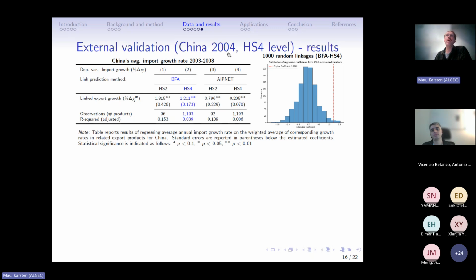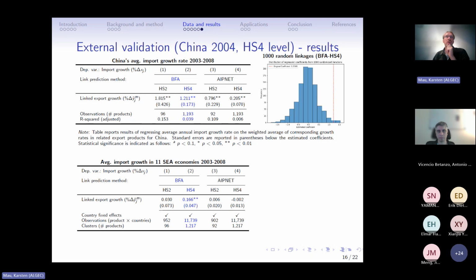So we generate 1,000 different kinds of random linkages, and 1,000 times we re-estimate this specification from column 2 and report the different coefficients that we obtain. The original coefficient is this 1.21, which is the red dashed vertical line here, and the bars show the distribution, which is centered around 0. From this, we conclude that our mapping is not randomly producing a positive coefficient, because that would normally look different. So we are confident here that our mapping is not just a random outcome.